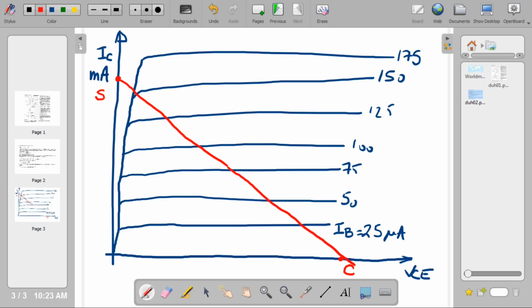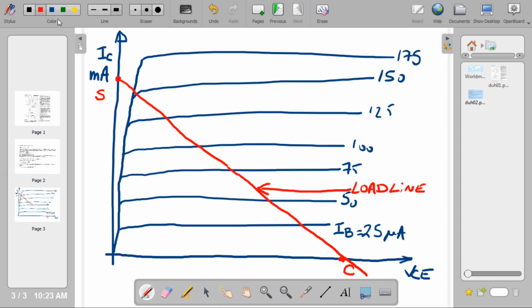Okay, doing the best I can. Okay, so here it goes. So that's your load line. So this thing here is the load line.